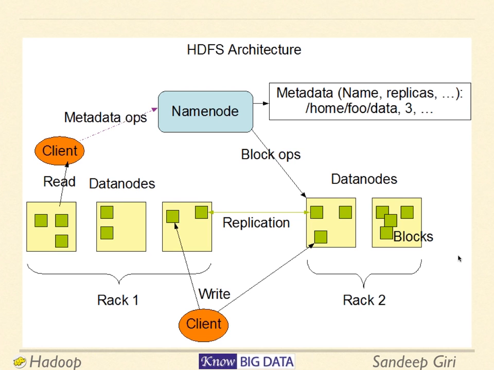But a secondary name node is kept for the cases when the name node crashes, as well as something called backup name nodes, which keep on preparing themselves to replace the name node.